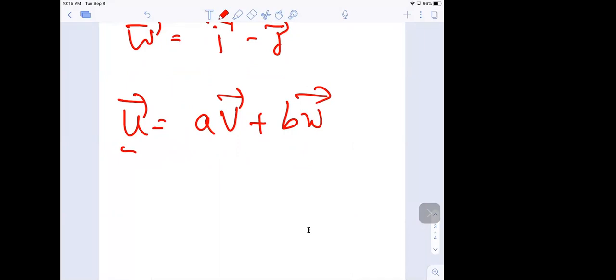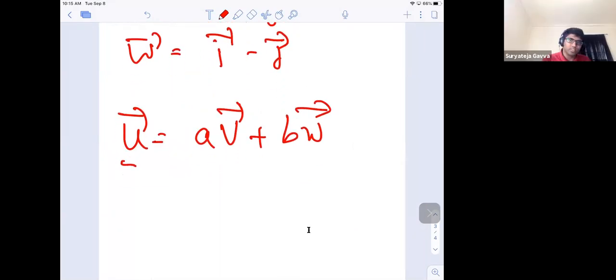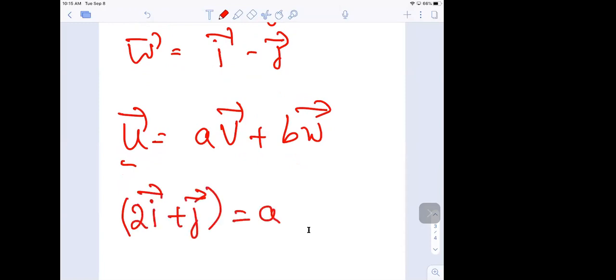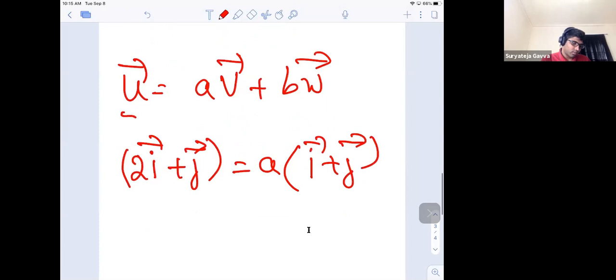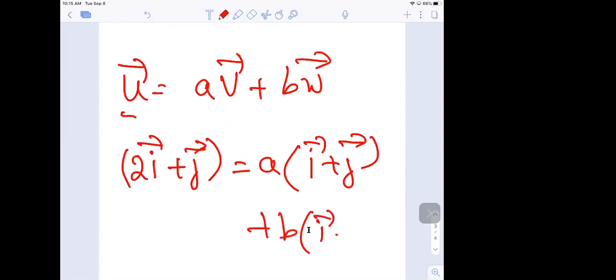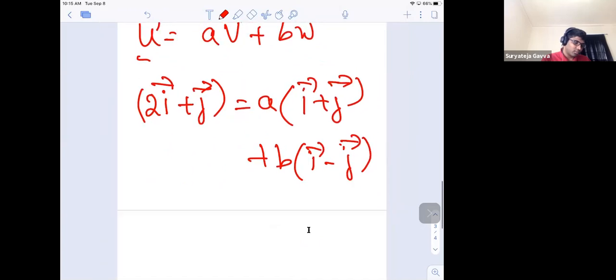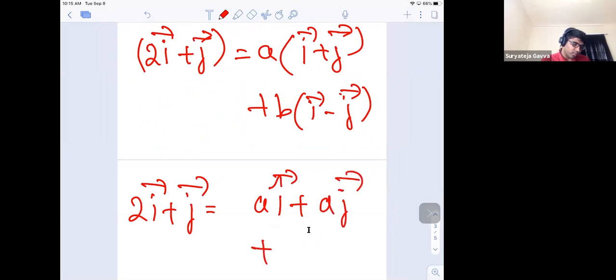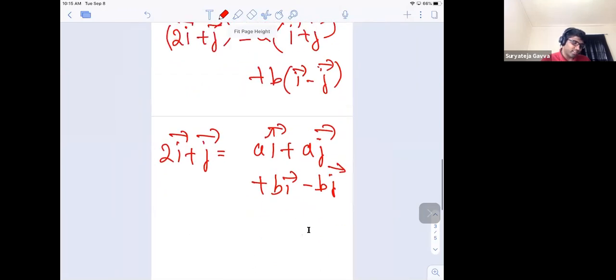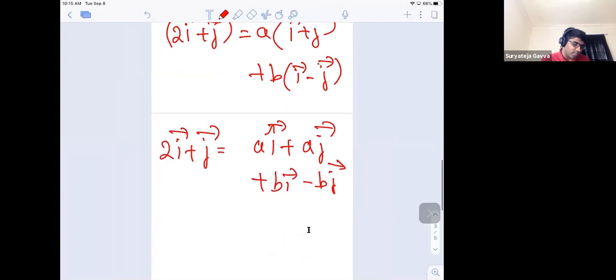Yes. Now just write down all the information that you have. What is u? u is 2i plus j. a times v is a times i plus j, plus b times i minus j. So now multiply things out. This is 2i plus j on one side, and on the other side is ai plus aj plus bi minus bj.